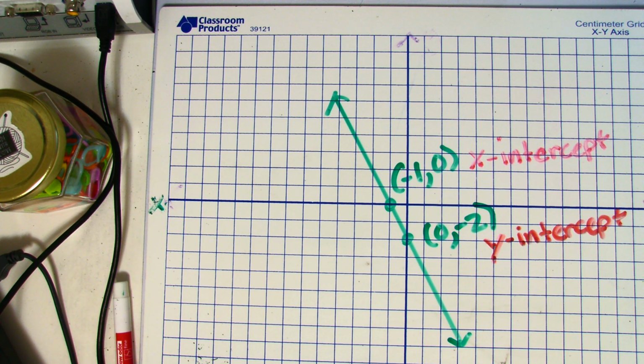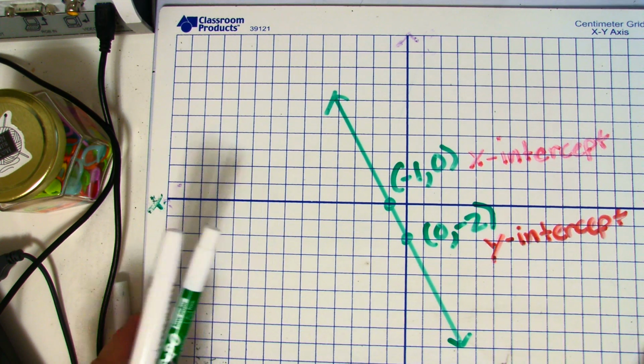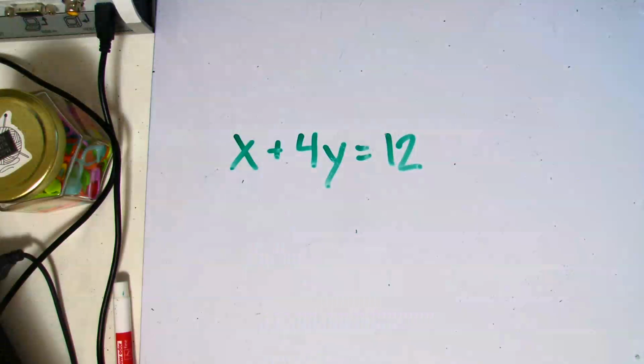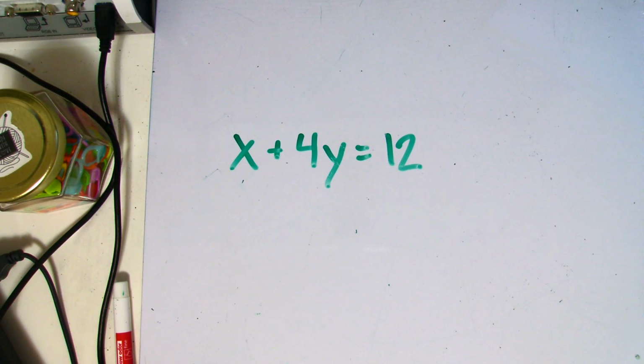Now, in this particular problem, it was fairly easy to identify these intercepts because I just had to look at the graph. But what if I don't have a graph drawn out for me? Instead, I just have an equation, and I want to find the intercepts for both x and y.